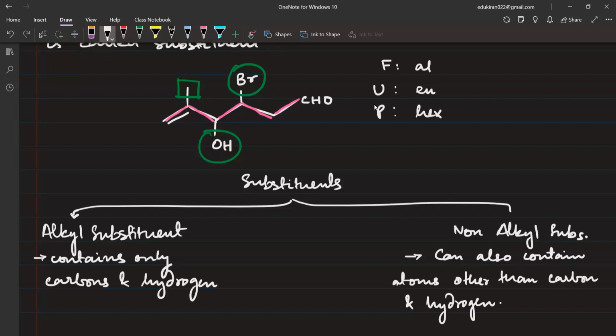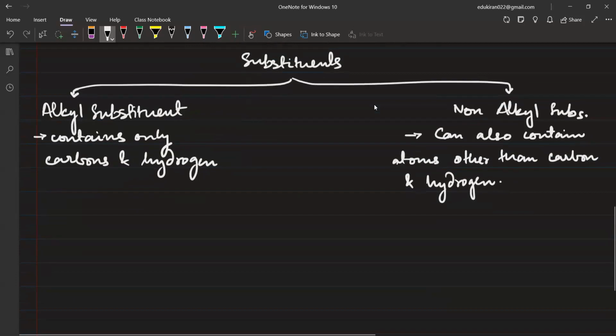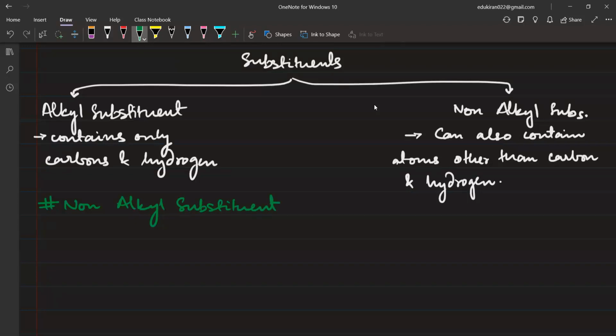Now, first of all, I will look at the alkyl substituent. That is also a big list. Or we can do one thing: look at the non-alkyl first, because it is a small list. Then we will look at the alkyl substituent, which is a big list. First of all, you are going to write non-alkyl substituents. In non-alkyl substituent, you have substituent in the list of functional group.